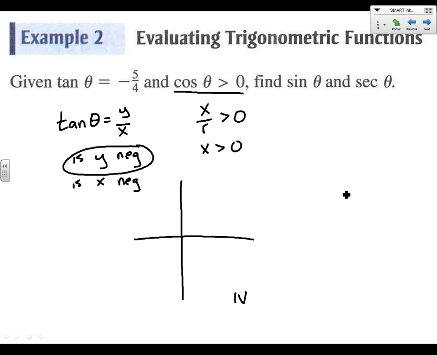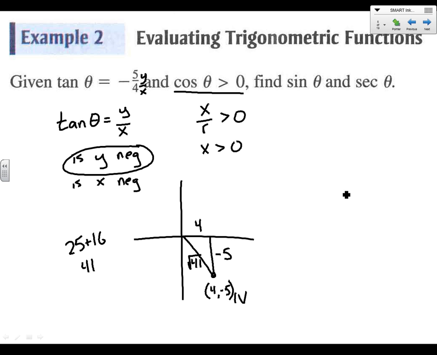So we're going to go ahead and find a point down here. And we know that our x is positive, so it must be 4 and -5. Remember that the y has to be the top and the x is the denominator if tangent theta equals -5 over 4. All right, so let's go ahead and draw ourselves a triangle. And so we've got a 4, we've got a -5, and so Pythagorean theorem, 25 plus 16 is 41, so our hypotenuse is the square root of 41.